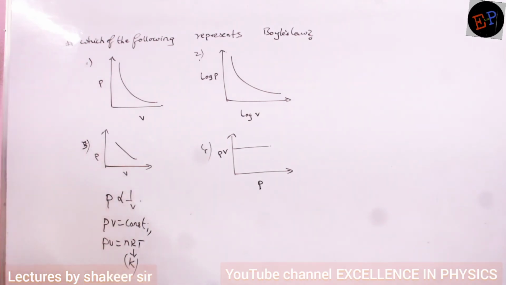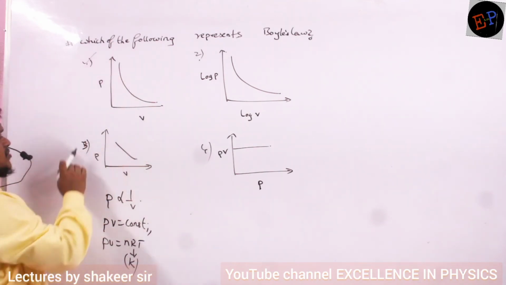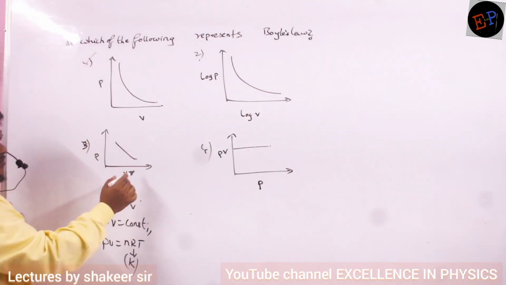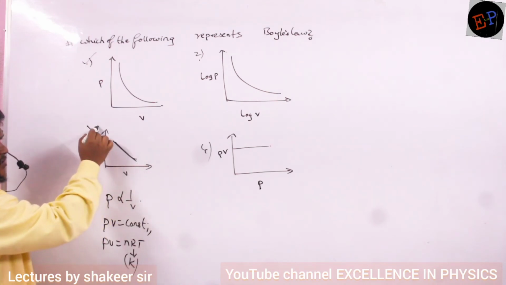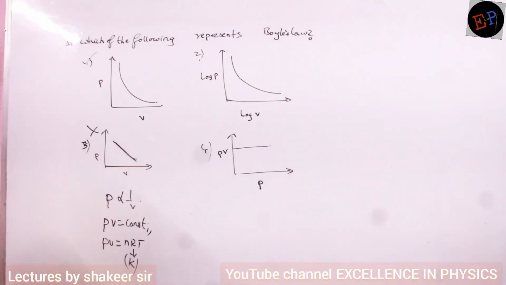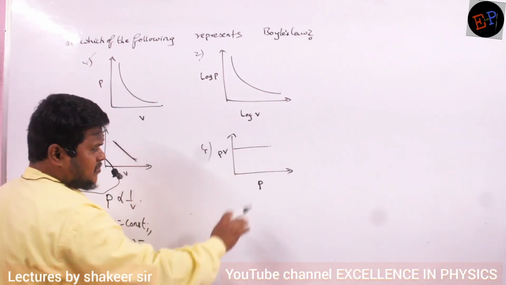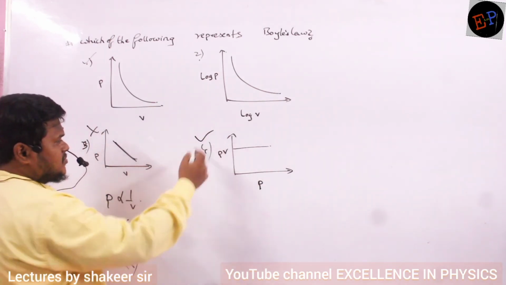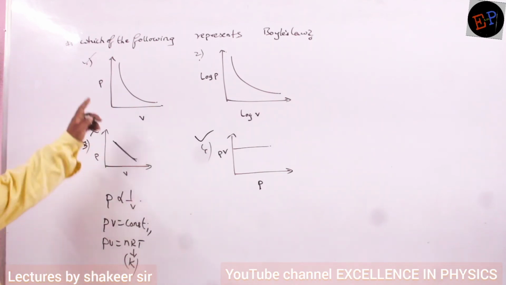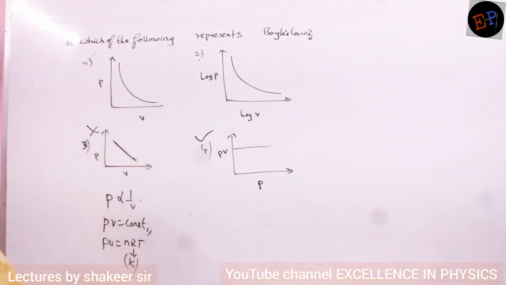Now let us see how many of the graphs are following it. So pressure is inversely proportional to volume. This is satisfied. It cannot be a straight line. So this graph cannot be followed. Clear? And pressure into volume is a constant. Whatever may be the change in pressure, whatever may be the change in volume. So this graph is also satisfied. So first graph and fourth graph are satisfied. Third one is not satisfied.